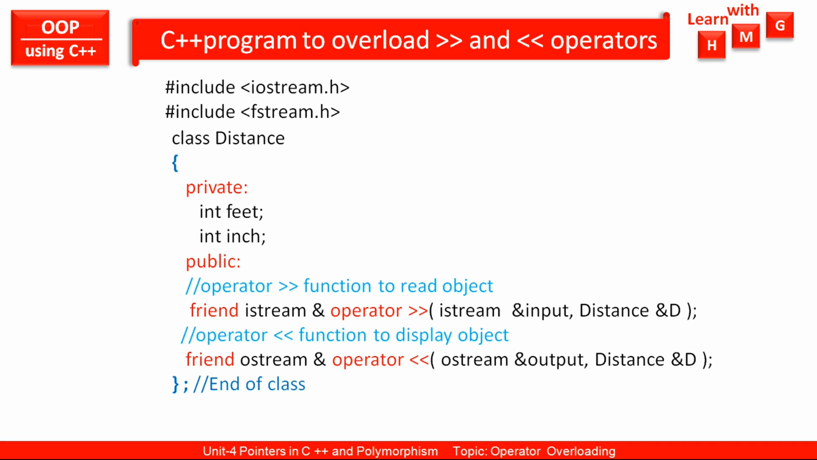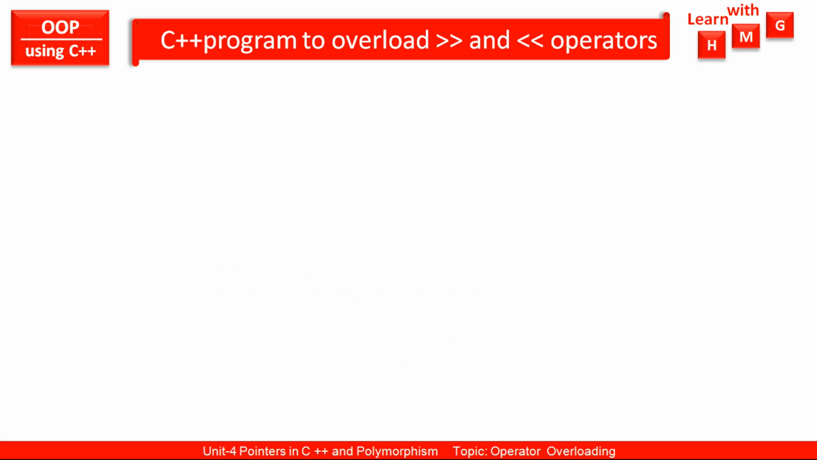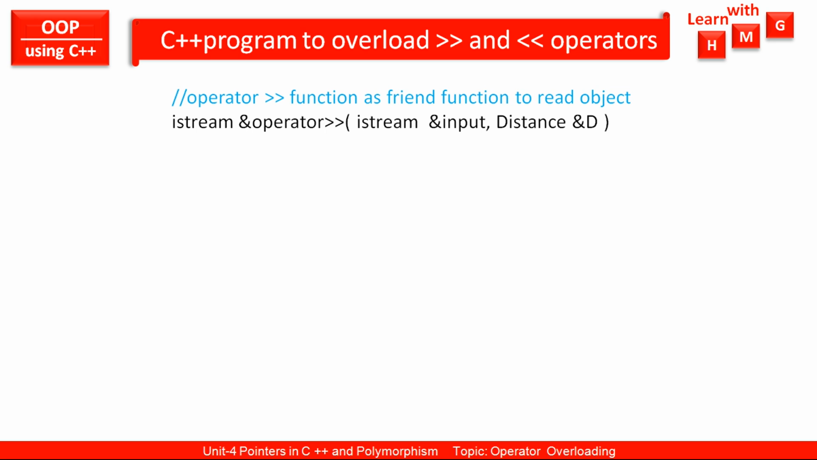And now let us define these two functions outside the class. This is the first function definition as a friend function to read the object, in which we have overloaded the extraction operator. The name of the function is operator extraction. Two objects, input and D, are passed by reference, and it is returning an input stream type of object as a reference. Then here input is the input stream object.